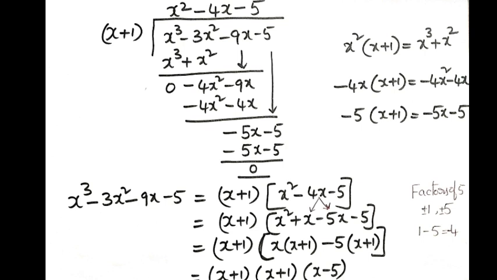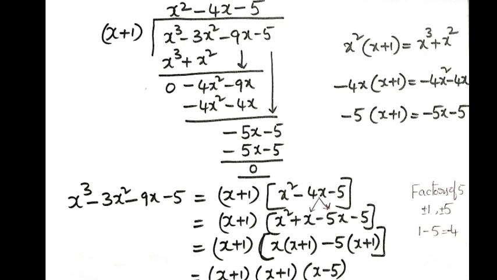Now, we will divide the given polynomial p of x by x plus 1 by using long division method. Then we got quotient x square minus 4x minus 5. This is a quadratic polynomial. Now, we have to factorize this by using splitting the middle term. Given polynomial can be written as x plus 1 into x square minus 4x minus 5.